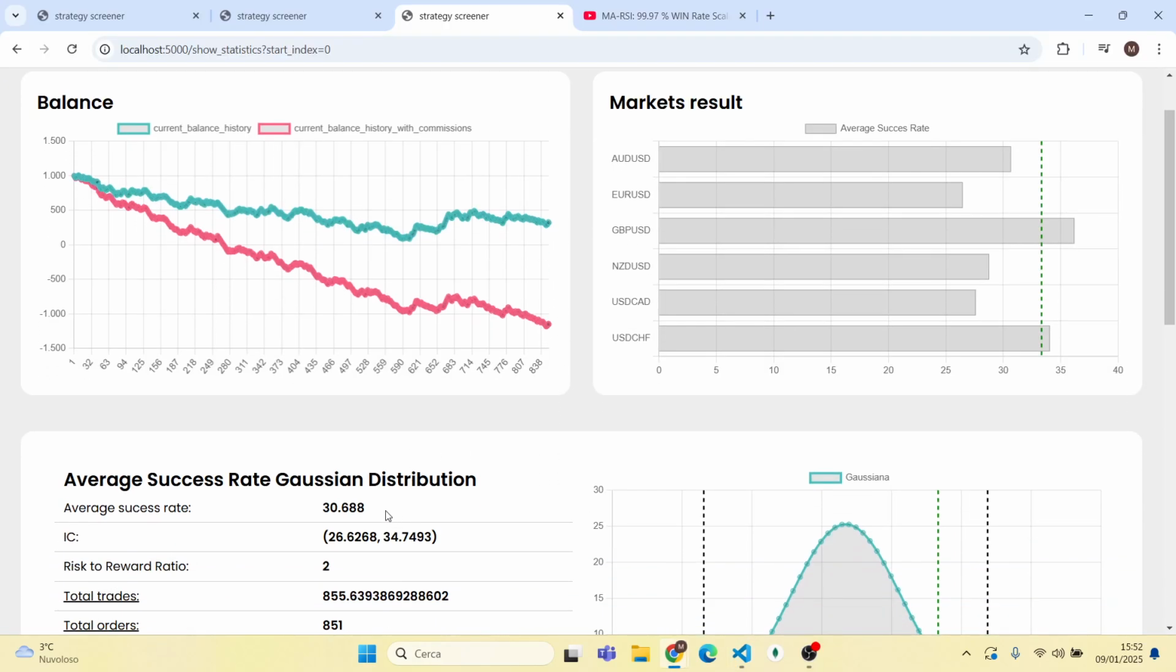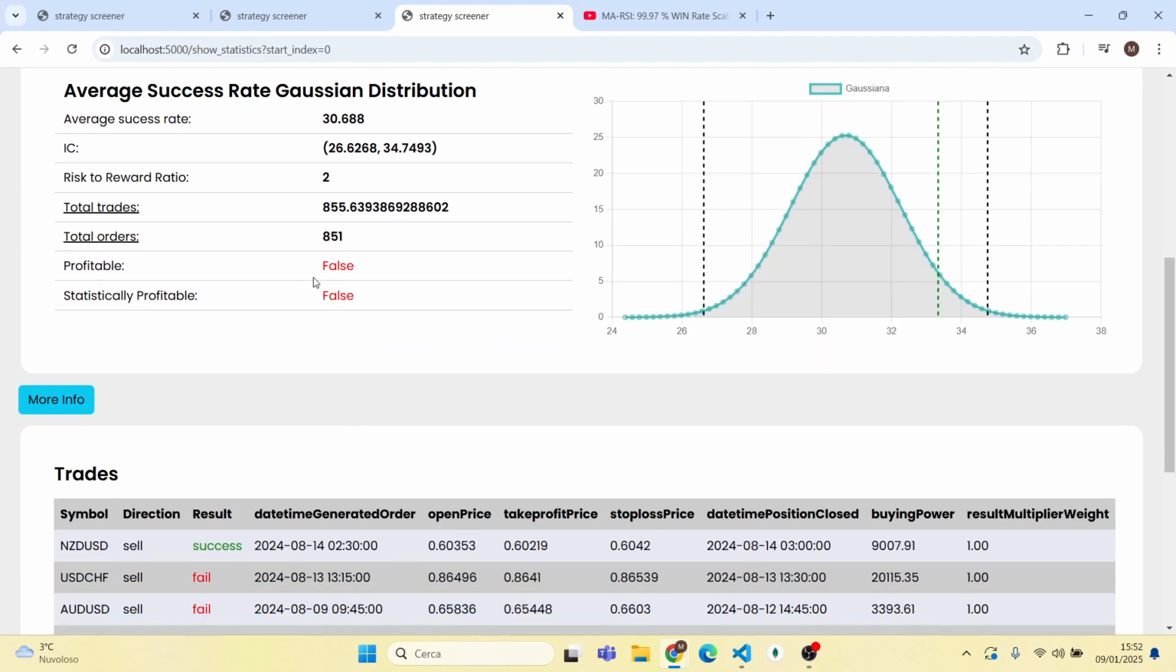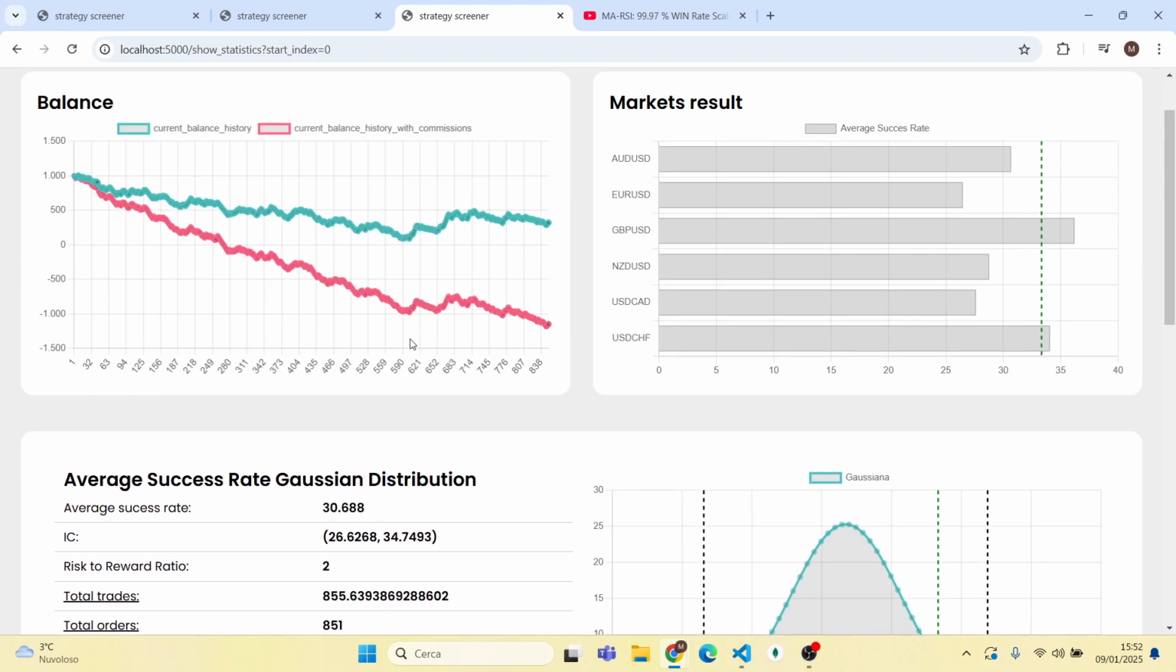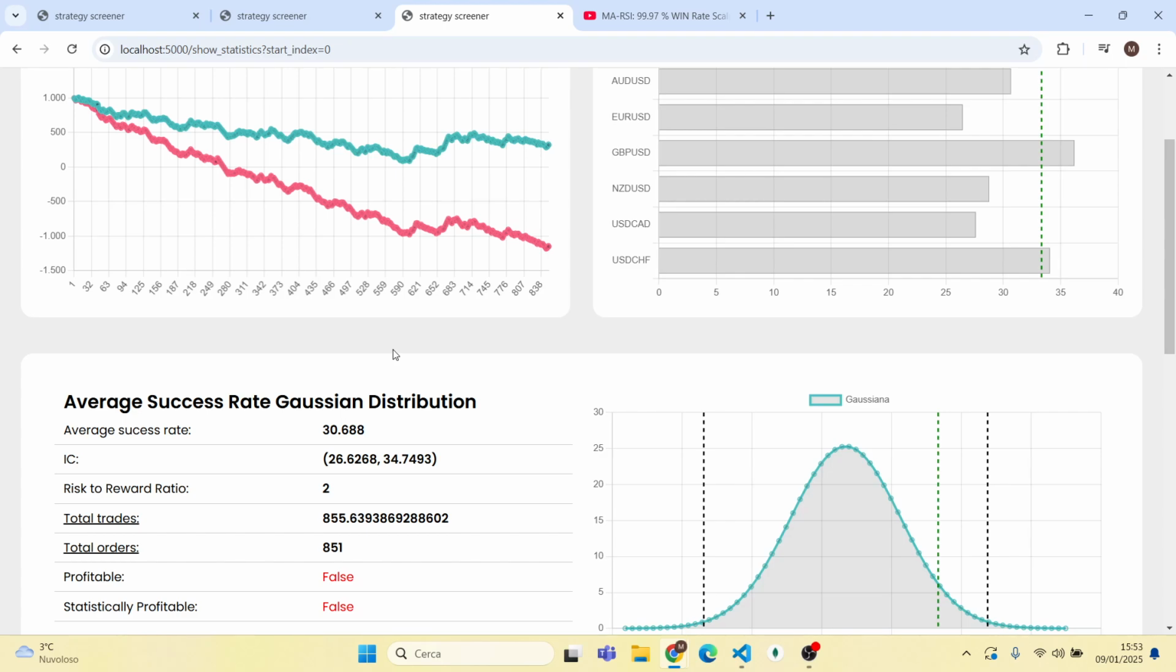Okay, as we can see, an average success rate of 30%. Definitely not a good result. As we can see, we have double the trades we predicted, so new ones were opened, and yeah, definitely not a good result. Definitely not. So, what are the conclusions?